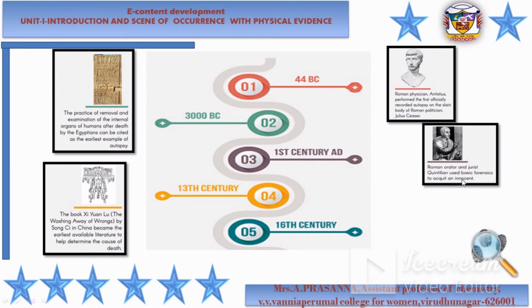This book is one of the earliest available literature to help to determine the cause of death. This book explained how to distinguish an accidental death from the murder by examining the weapon used to cause death.